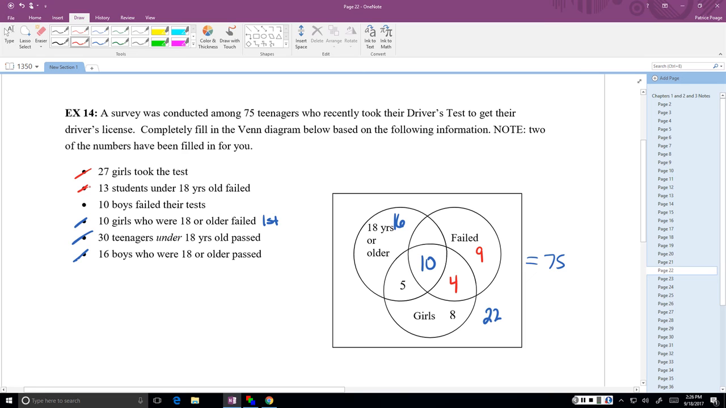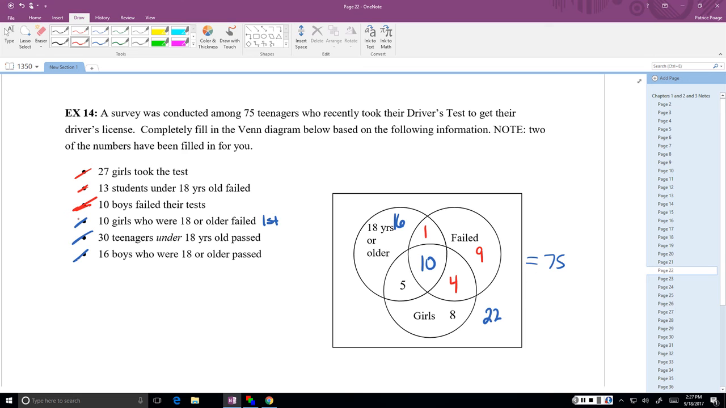10 boys failed their test. So they're boys, that means they're not girls, and they failed. So they're in these 2. I already got 9, I need 1. And who am I missing? Nobody. All right. Got all those. Doing good.